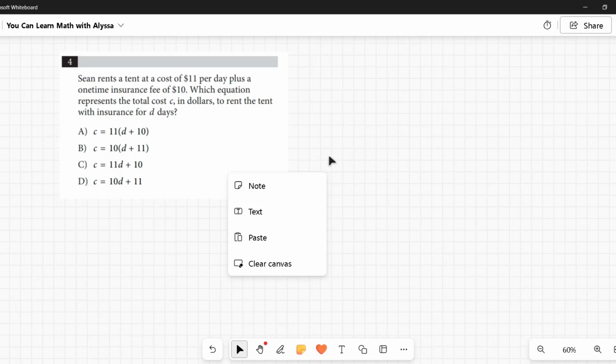Number 4: Sean rents a tent at a cost of $11 per day plus a one-time insurance fee of $10. Which equation represents the total cost, C, in dollars to rent the tent with insurance for D days? On some problems, I recommend looking at the multiple choice answers ahead of time before you tackle the question. This one I really don't. I think it can cause more confusion.